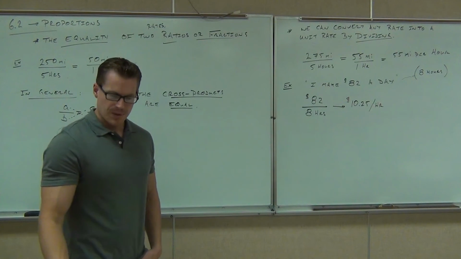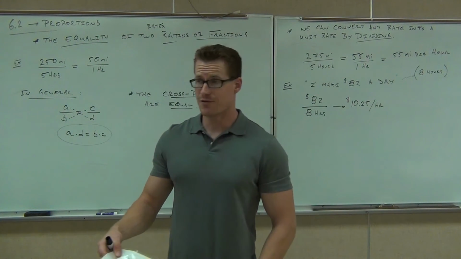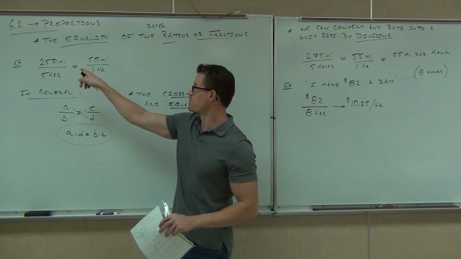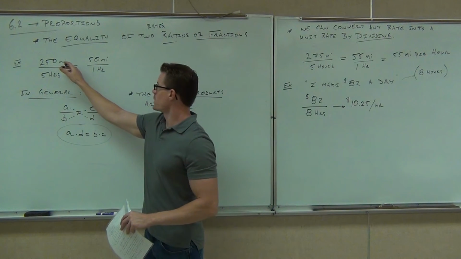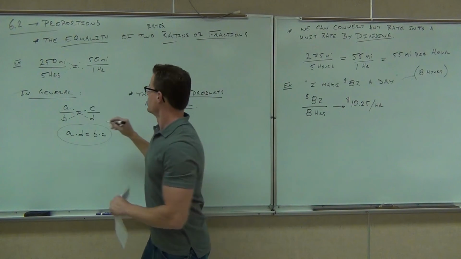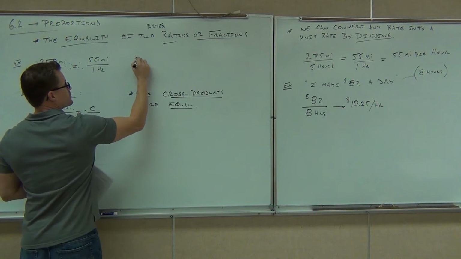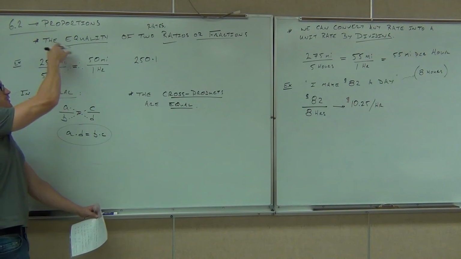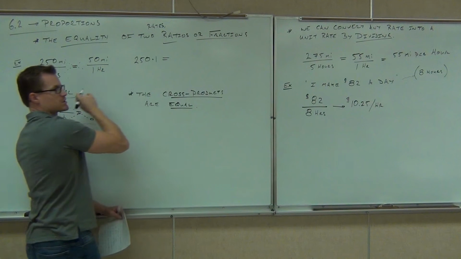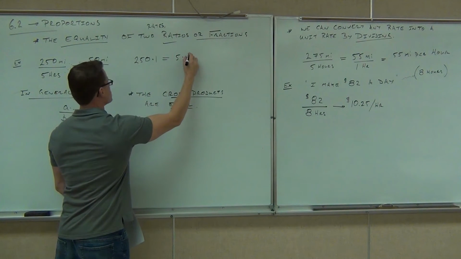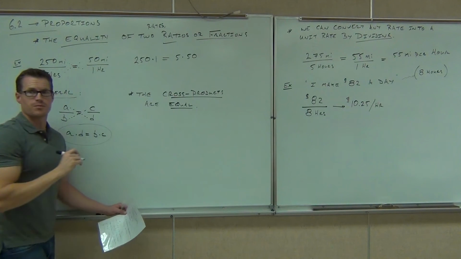By the way, this allows you to check to see if a proportion is true. For instance, we can verify that this is a true proportion. If you do the cross product here, you would get 250 times 1. Do you see where those numbers are coming from, folks? Yeah. 250 times 1 equals, what's it got to equal? 5 times 50. 5 times 50. See where those numbers are coming from?